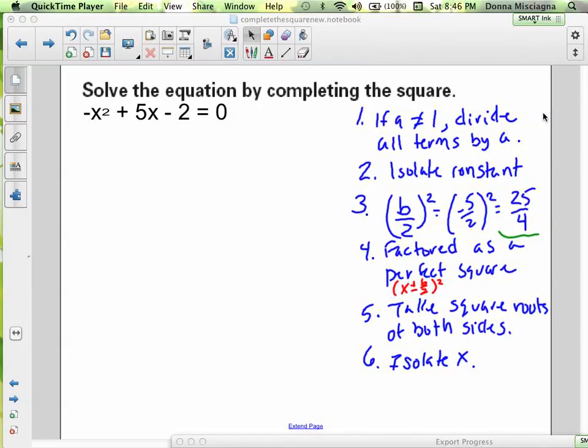Welcome back. In this lesson, our a value is not equal to 1. If a is not 1, we're going to divide all terms by a. Always do this first. The reason is that way you won't forget, because if you forget, it's going to be a problem. Everything else is going to be wrong.